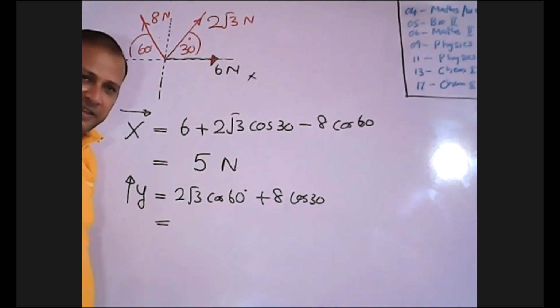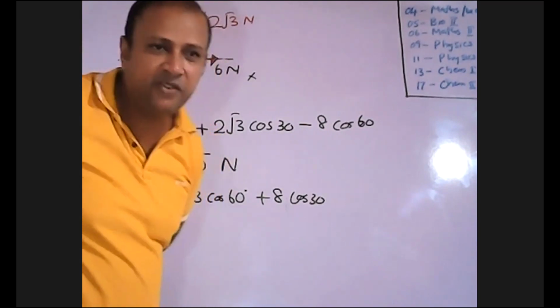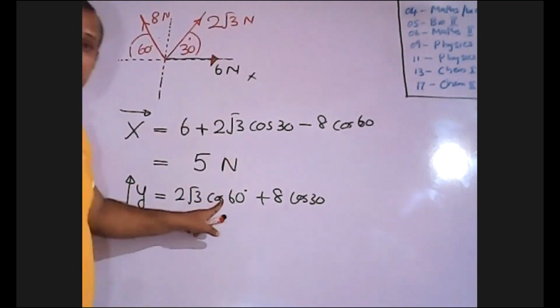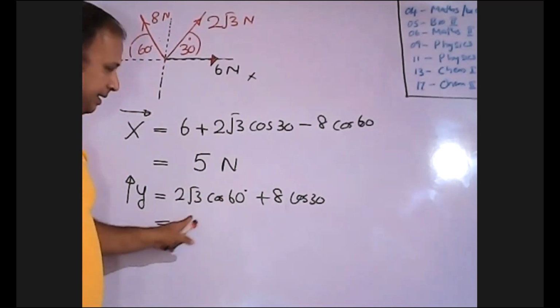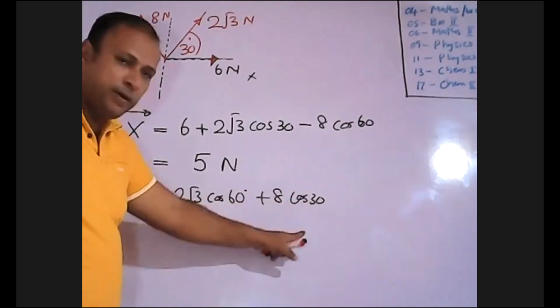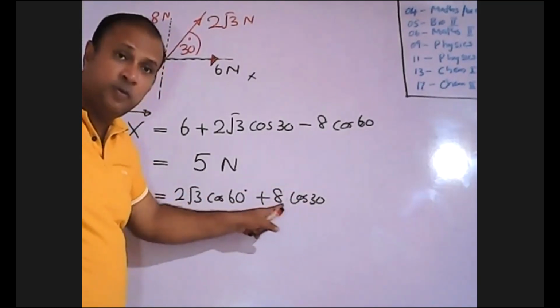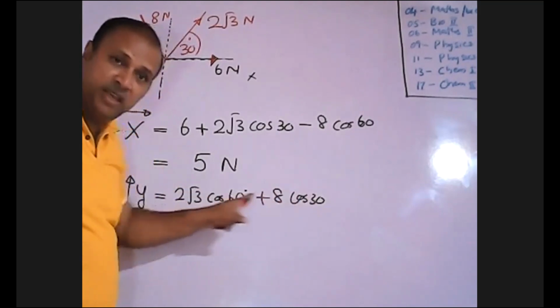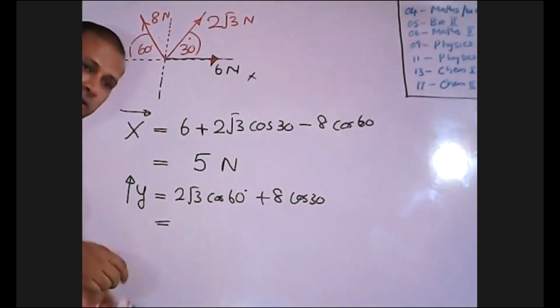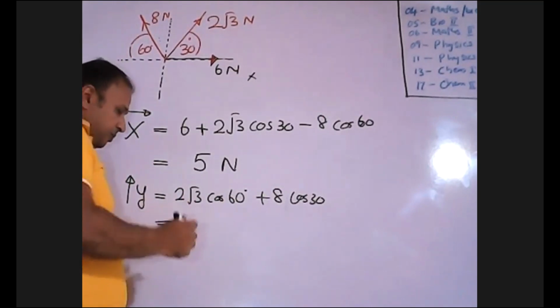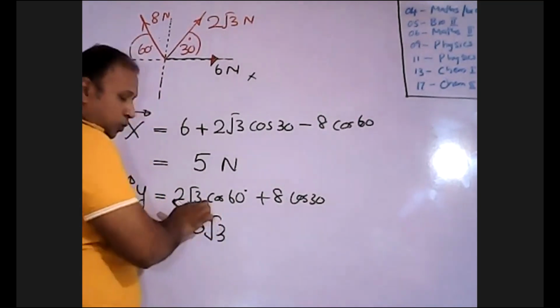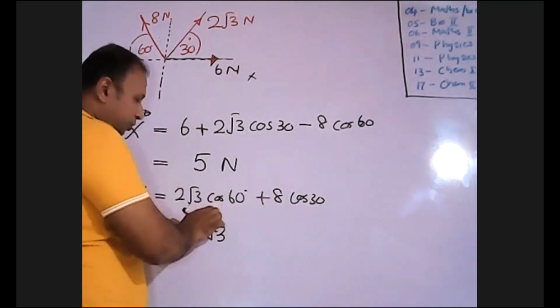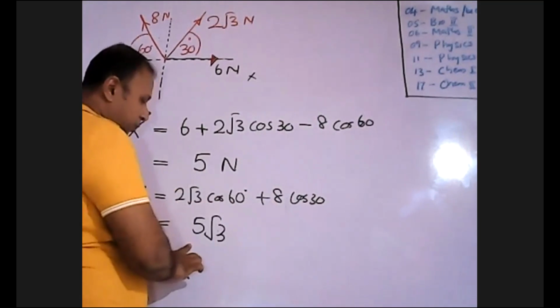Answer again. 5 root 3, yes, 5 root 3. From here, there is half, so the 2 and 2 will be cancelled out. So root 3 here, and from here, root 3 over 2. Therefore, 8 divided by 2 means 4, so 4 root 3. Root 3 plus 4 root 3 means 5 root 3.